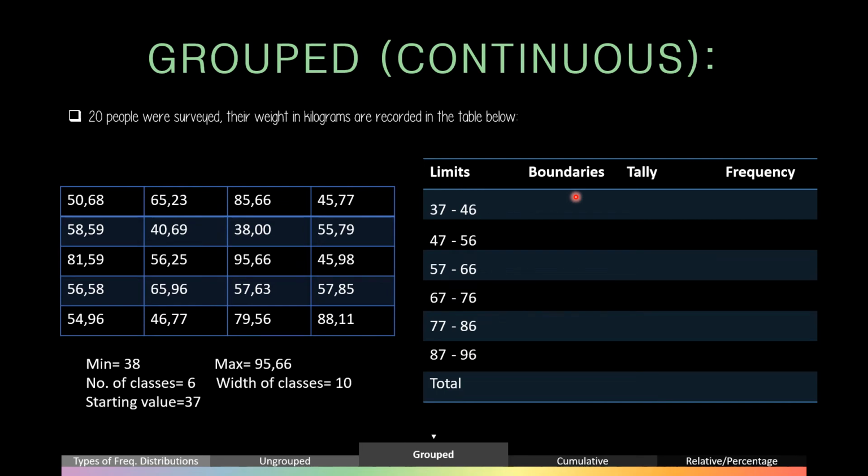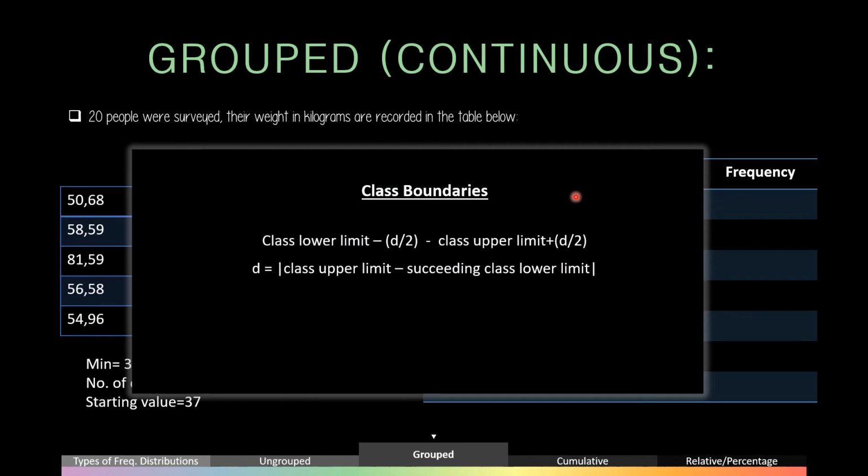How do we come up with class boundaries? Firstly, the class lower limit minus d over 2 is going to give us our class lower boundary. And the class upper limit plus d over 2 is going to give us our class upper boundary. Now what is d? d is the absolute value of the class upper limit minus the succeeding class lower limit. So this probably sounds confusing, and it's really not. I'm going to use an example and show you just how simple this can be.